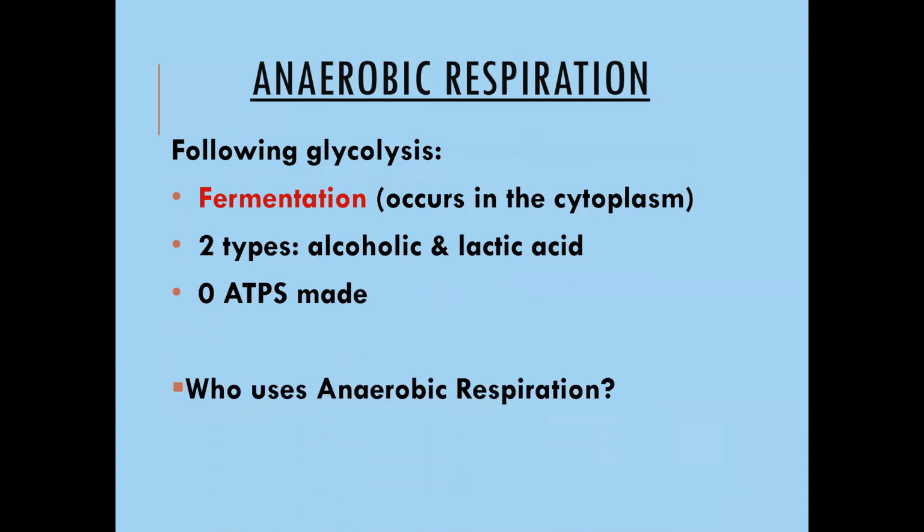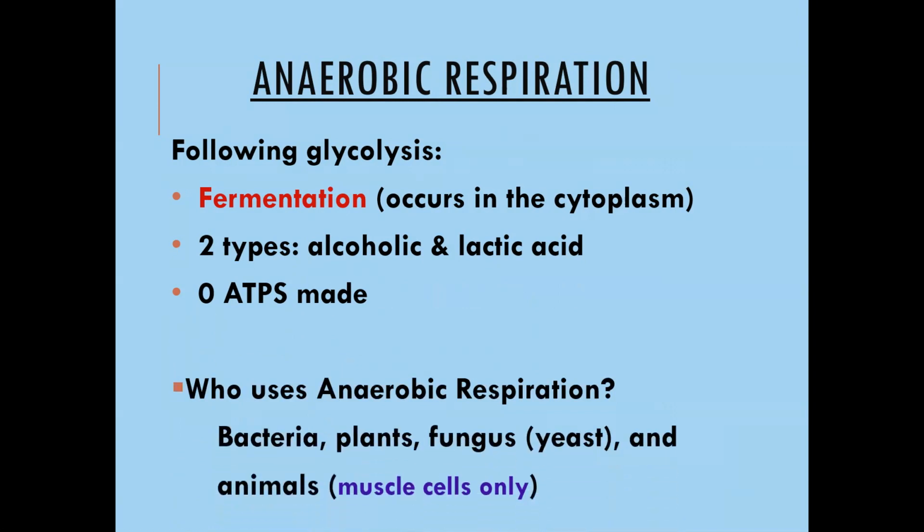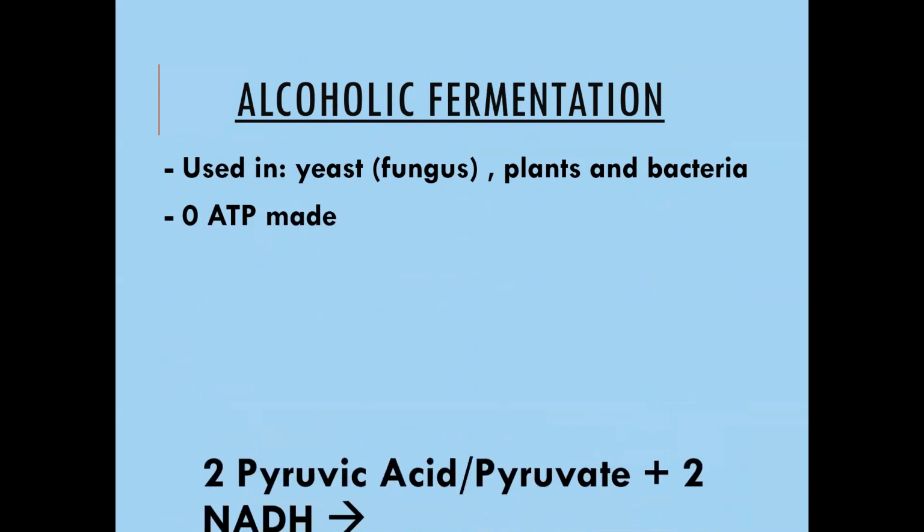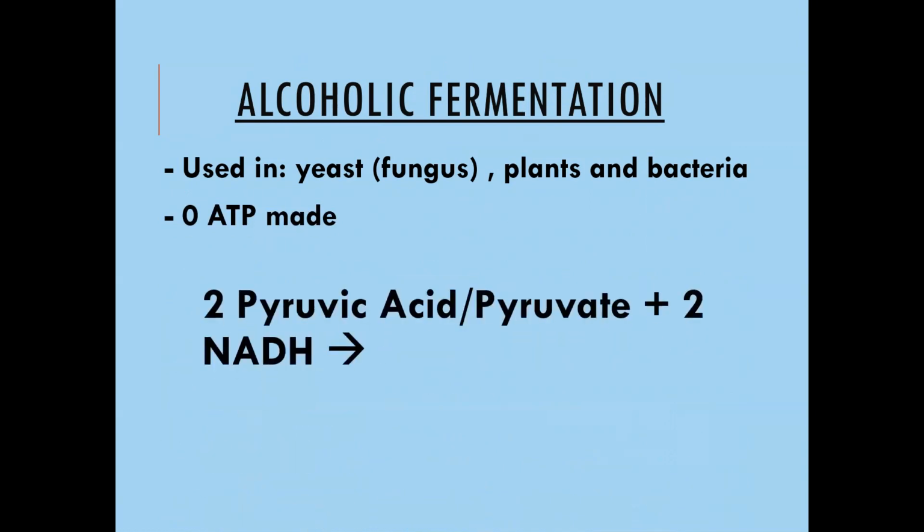Who uses anaerobic respiration? We have bacteria, plants, fungus, and animals, but only in their muscle cells. And we'll talk about that a little bit later on. So let's go through those two types. We'll start with alcoholic. This is going to be used in yeast, plants, and bacteria. Again, 0 ATP are made, and this is going to be our formula here.